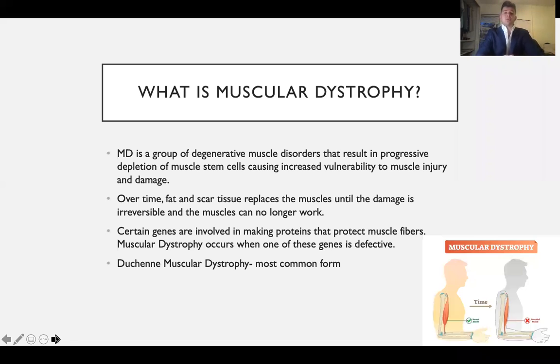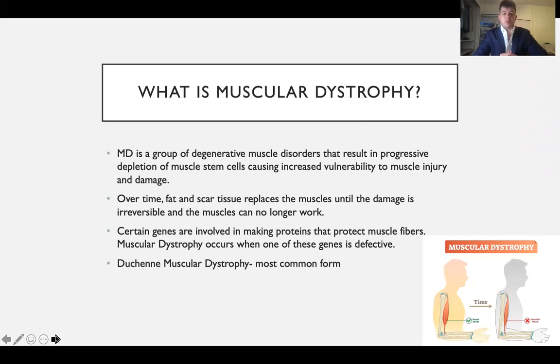So what is muscular dystrophy? Muscular dystrophy is a group of degenerative muscle disorders that result in progressive depletion of muscle stem cells, causing increased vulnerability to muscle injury and damage. Over time, fat and scar tissue replaces the muscles until the damage is irreversible and the muscles can no longer work. Certain genes are involved in making proteins that protect muscle fibers. Muscular dystrophy occurs when one of these genes is defective.